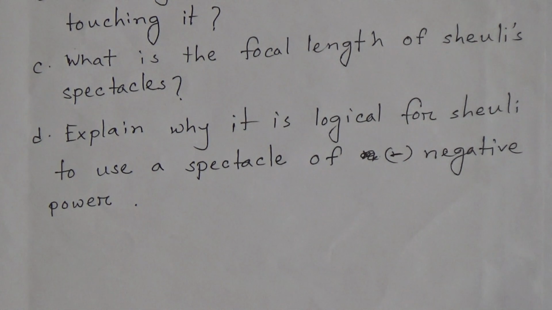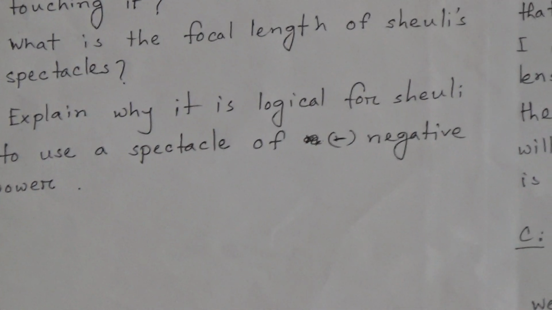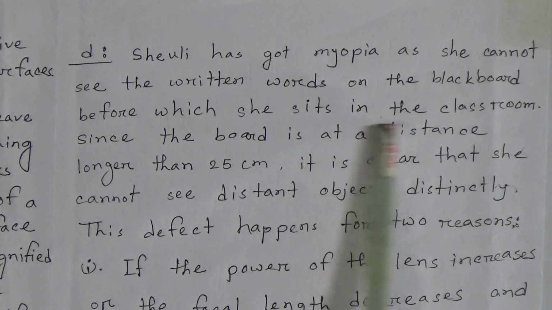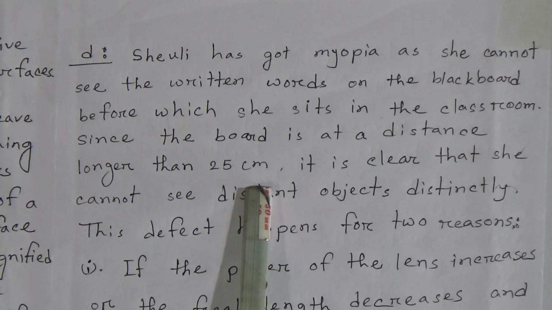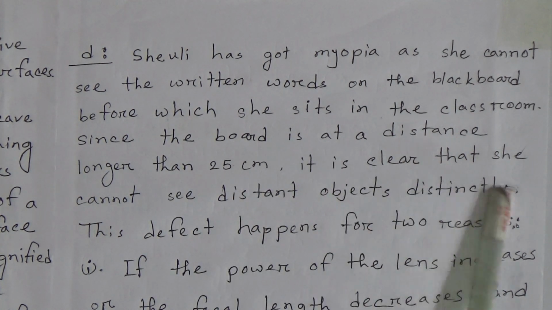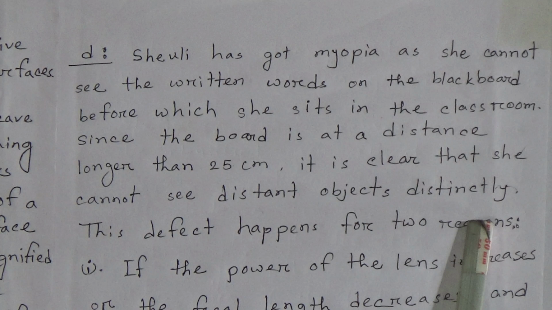My dear students, Shioli has got myopia as she cannot see the written words on the blackboard before which she sits in the classroom. Since the board is at a distance longer than 25 cm, it is clear that she cannot see distant objects distinctly.